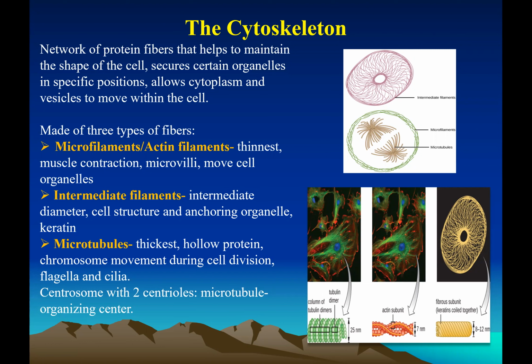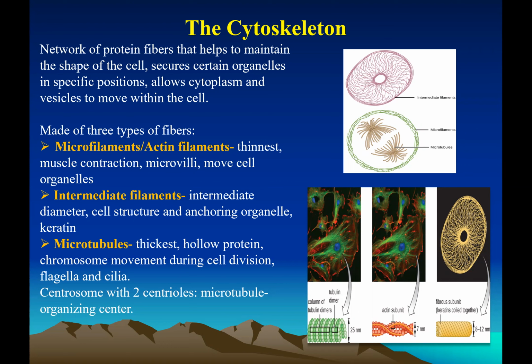So you can see microfilaments. A good example is the actin filament seen inside our muscle cells. They are the thinnest. They are also found in microvilli, which are like little projections in a cell. Intermediate filaments are intermediate in size. This is actin, 7 nanometers, then intermediate filaments. And they are the ones who will anchor all the organelles in a cell.